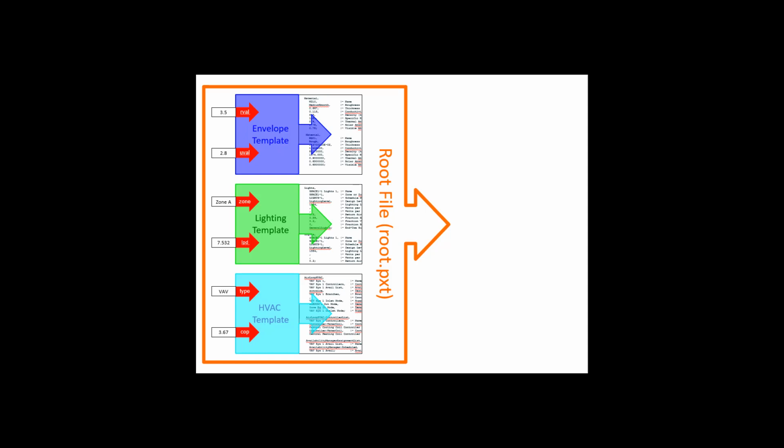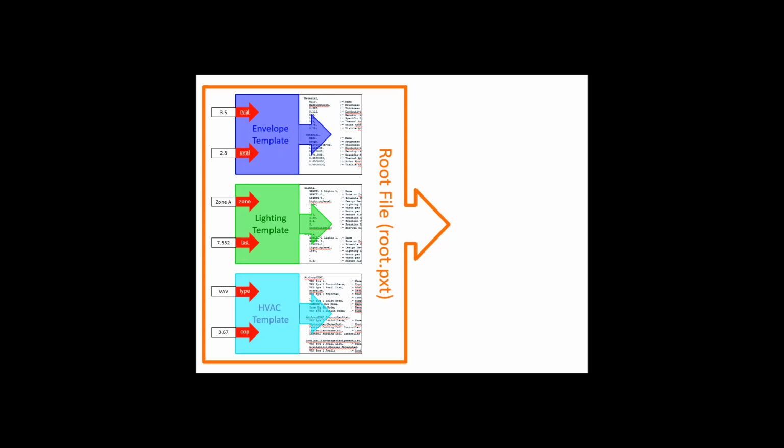So we have our library of templates that we're pulling from, and then the root file is just kind of like a little Ruby script that says first insert this template, and in that template change these parameters, or maybe not change those parameters. Maybe just insert that template and just leave everything default, and then insert this other template after that, and now insert the HVAC template, and so forth. And we can create an entire energy model just using the root file, and that's the file that's called root.pxt in the example project.